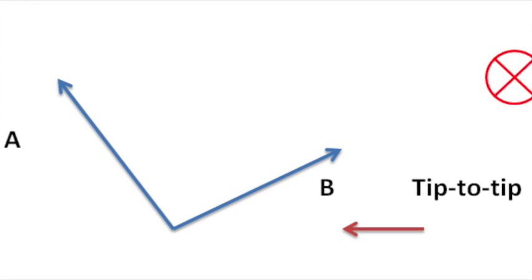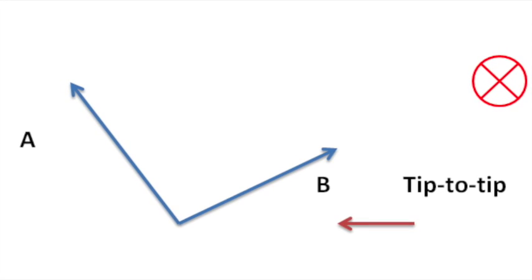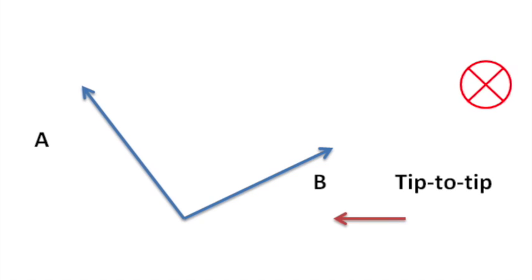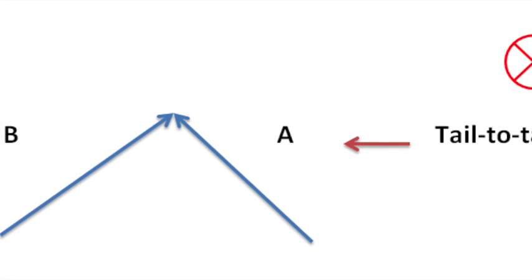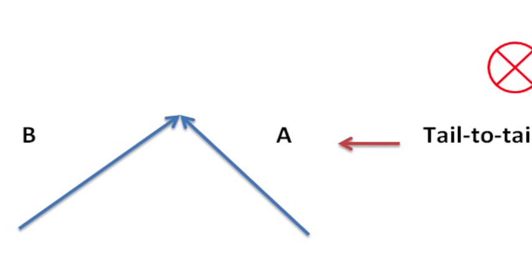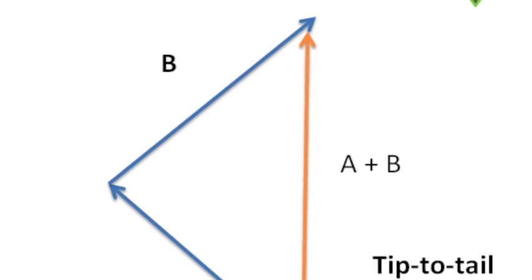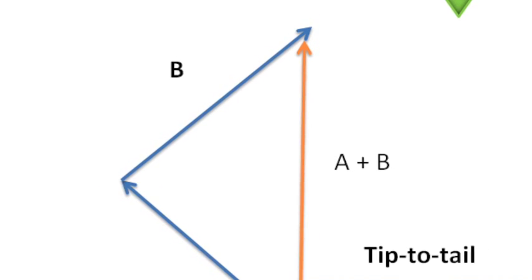Here's a diagram explaining how vectors are made. You have vector A and vector B, and to add them, you use the tip-to-tail method. The first diagram is tip-to-tip, which is incorrect because the resultant vector would be in the wrong place. The second diagram is tail-to-tail, which is also incorrect because it would give you the wrong resultant vector. The last one is correct because it uses the proper tip-to-tail method. You put the tip of vector B to the tail, which is the arrow of A.